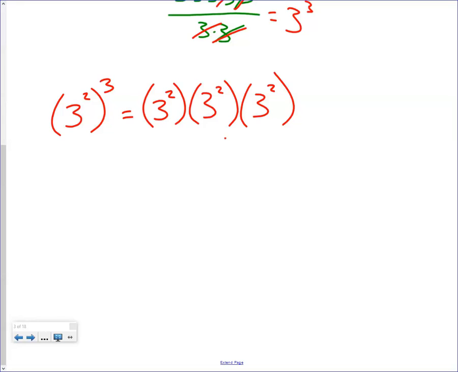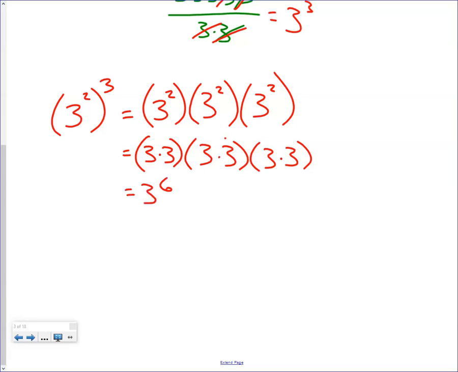Since it's cubing this, it's just taking this term times itself 3 times. So we have 3 squared times 3 squared times 3 squared. That is 3 times 3 times 3 times 3 times 3 times 3. How many 3's are we multiplying together? 6. And that's how we get that 2 times 3 happening, right?